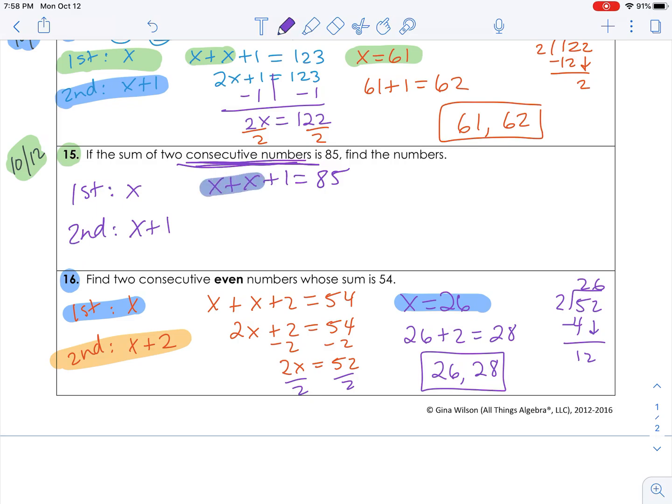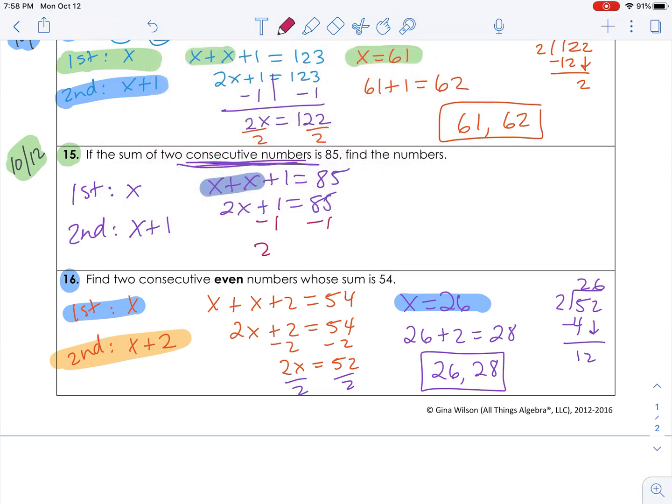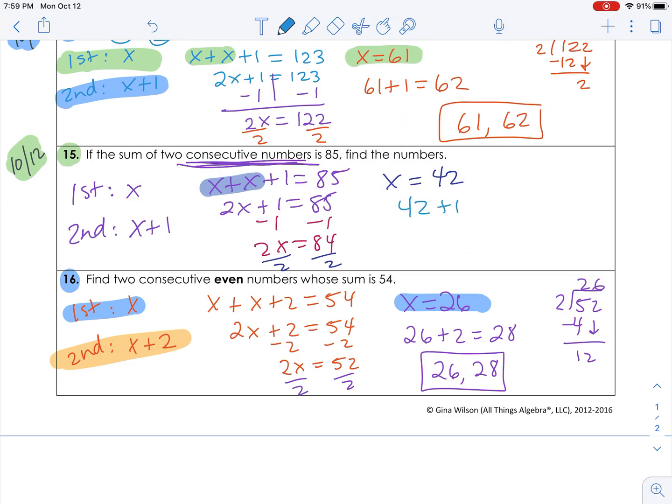We combine like terms. x plus x is 2x. And then from here, we need to subtract 1 from both sides. 2x equals 84. Next, we need to divide both sides by 2. So x is 42. Then, in order to find the next number, we need to take 42 and add 1. And that gives us 43. So our 2 numbers are 42 and 43.